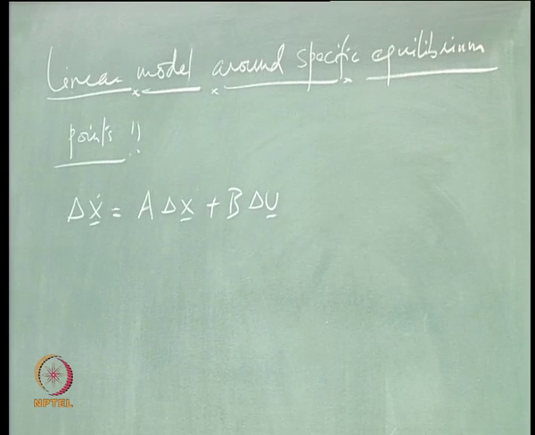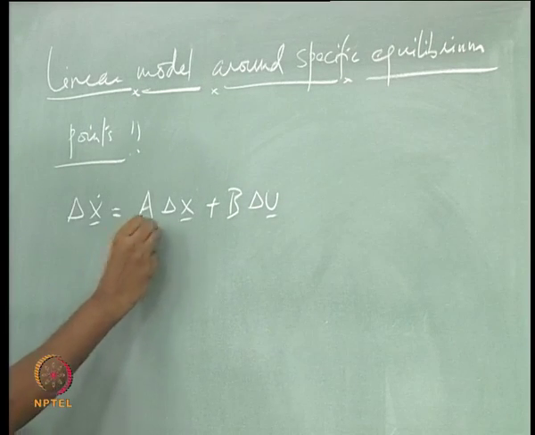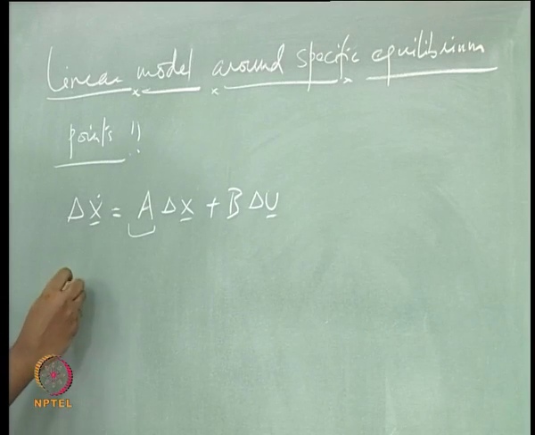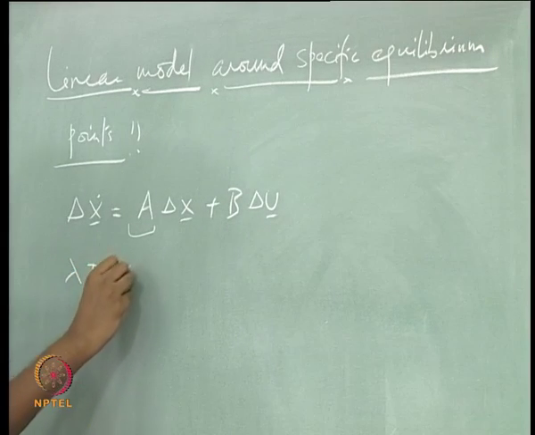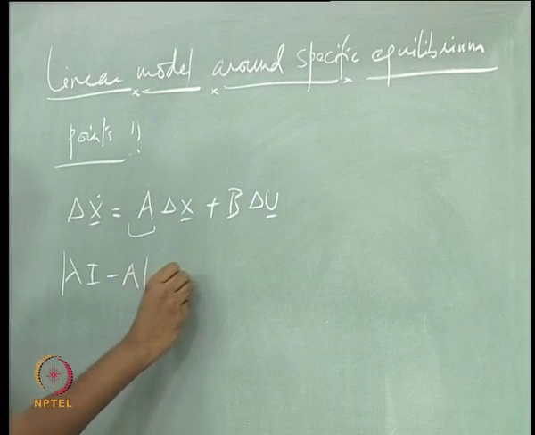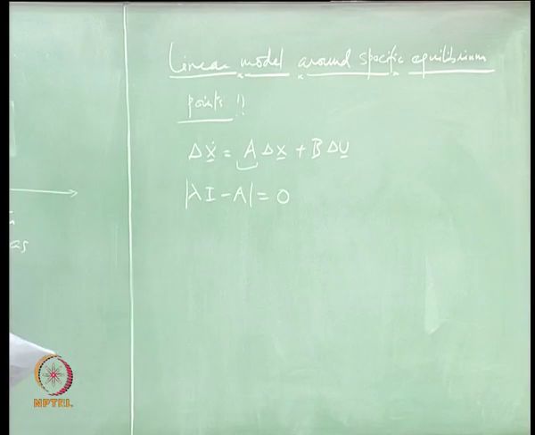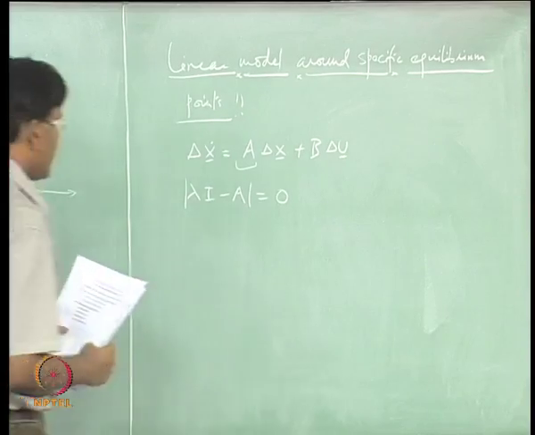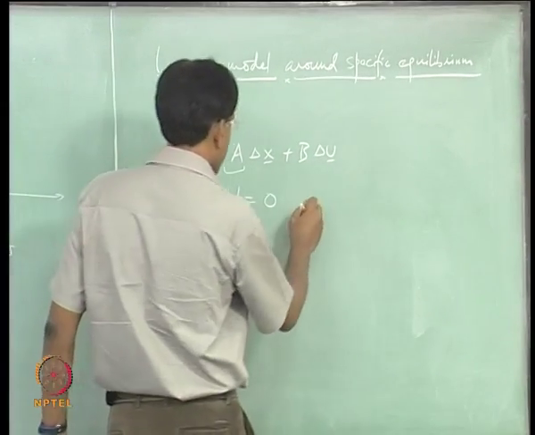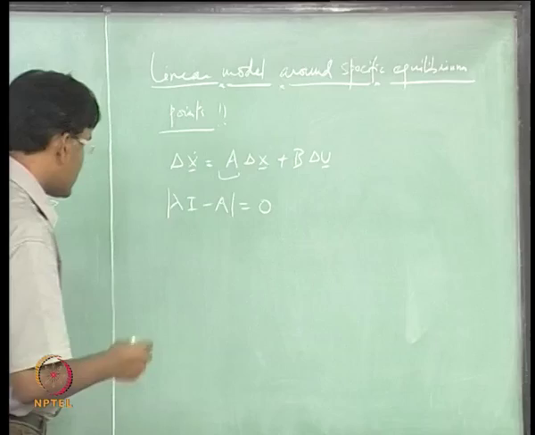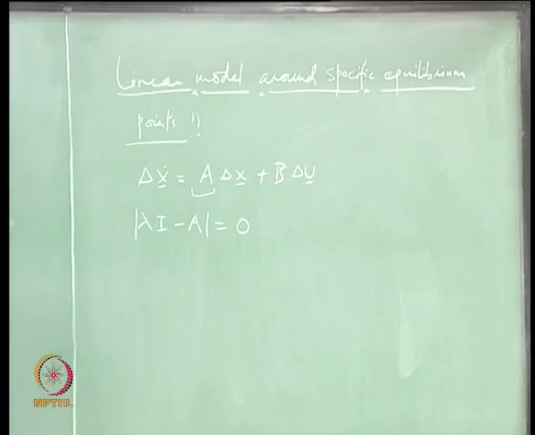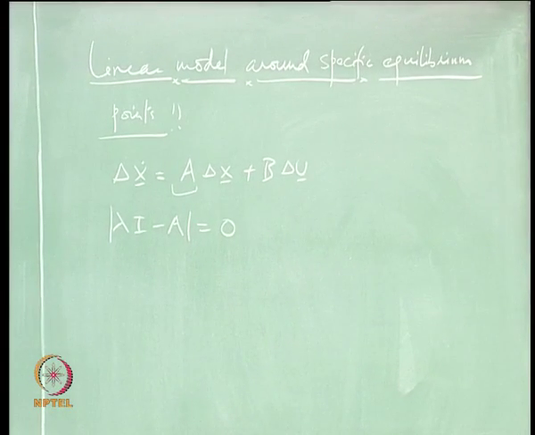Aircraft response in perturbed variables is governed by the eigenvalues of the matrix A, which we obtain by solving this characteristic equation, and these eigenvalues are located in some fashion in the complex plane.